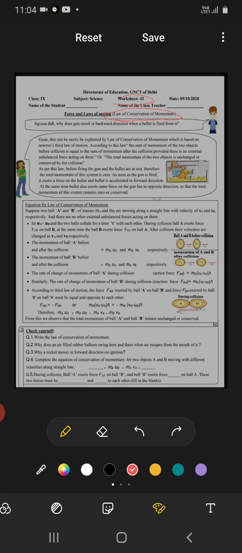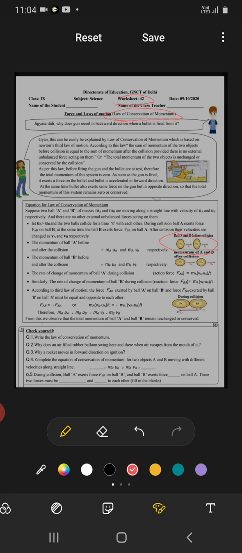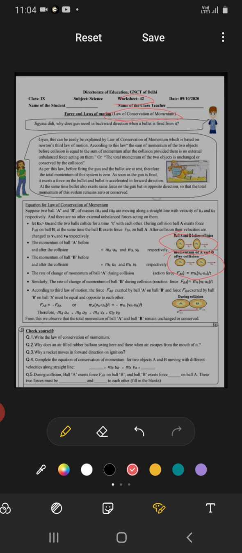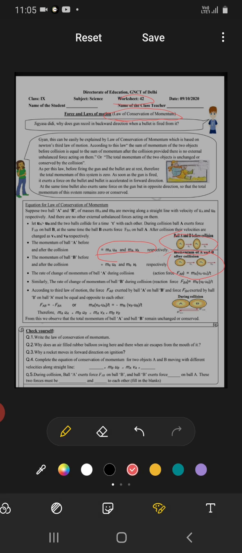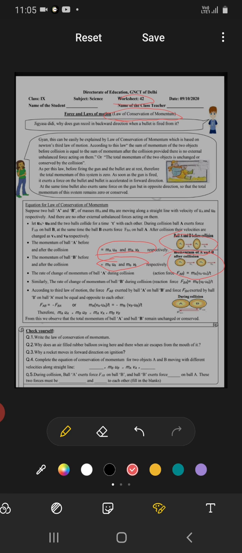So next is the equation of the law for conservation of momentum. For this, we suppose there are two balls A and B having velocities ua and ub. At time t, they collide with each other, and after time t their velocities change to va and vb. That means initial velocity changes to final velocity. So the momentum of the first ball is ma ua initially and ma va finally, and for ball B, mb ub initially and mb vb finally.